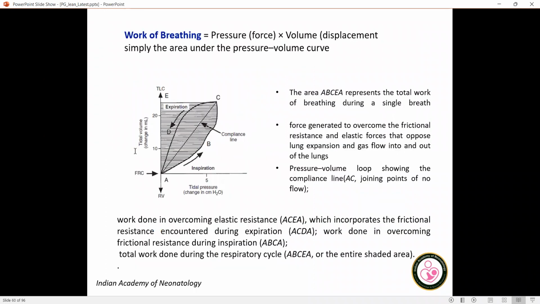Now, another important thing which we can learn from the pressure volume loop is the work of breathing. We know that this A, B, C, E, A is the total work of breathing during a single breath. When the compliance is dropping, that is, compliance is becoming low, this loop will be shifting downwards, that is towards the right side. So we can understand that the work of breathing is more. Why? Because more pressure is needed to produce the same amount of volume. So when compliance becomes low, work of breathing increases. We can identify all these things from our pressure volume loop.